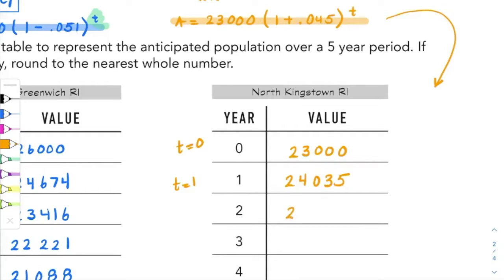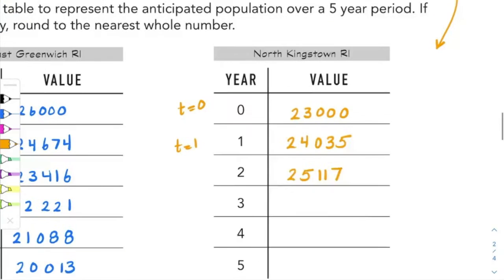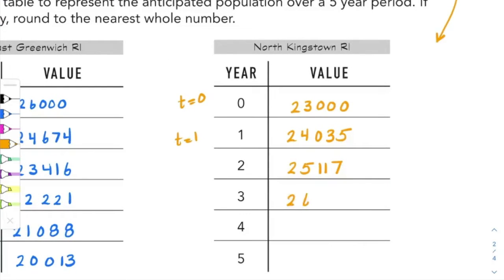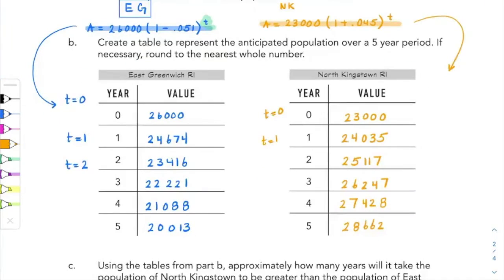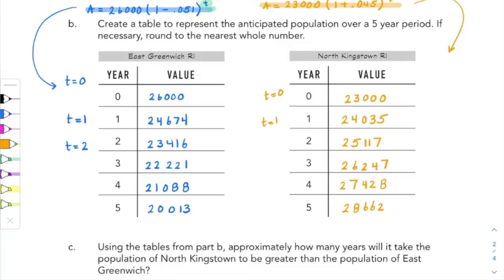After 2 years, the population is 25,117. 3 years, 26,247. 4 years, 27,428. After 5 years, 28,662. So we just found the population for each town over the course of a 5-year period. One of the towns is decreasing, one of the towns is increasing.